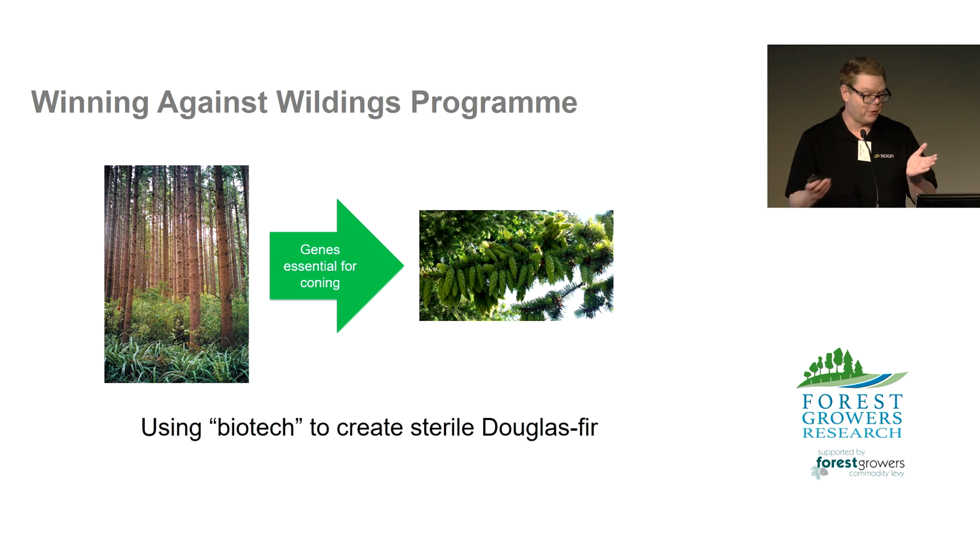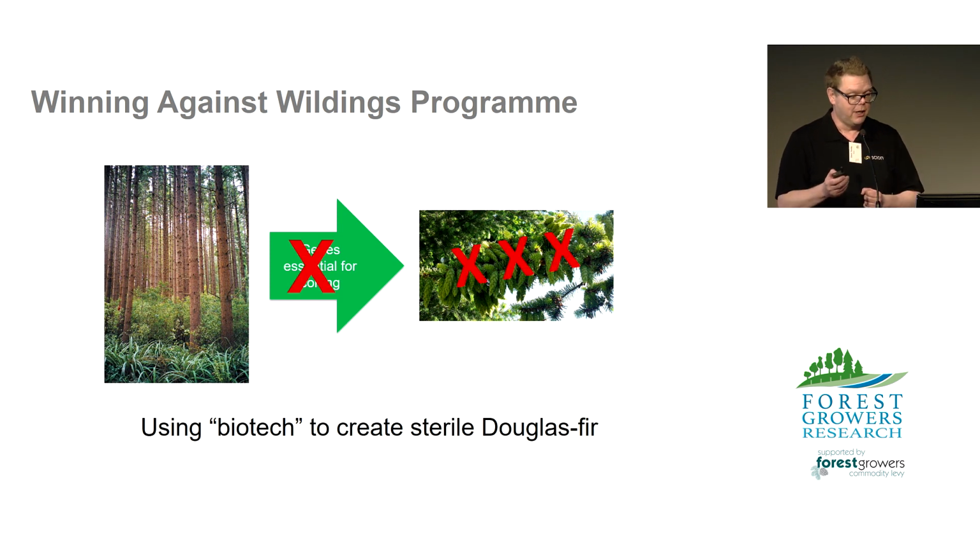And really what we want to do is pretty simple, or simple in theory at least. We want to use either transgenic technology or the gene editing I showed you earlier to find some genes which are necessary for reproduction, so most likely cone-related genes, and inactivate these. And through this, we would stop reproduction.